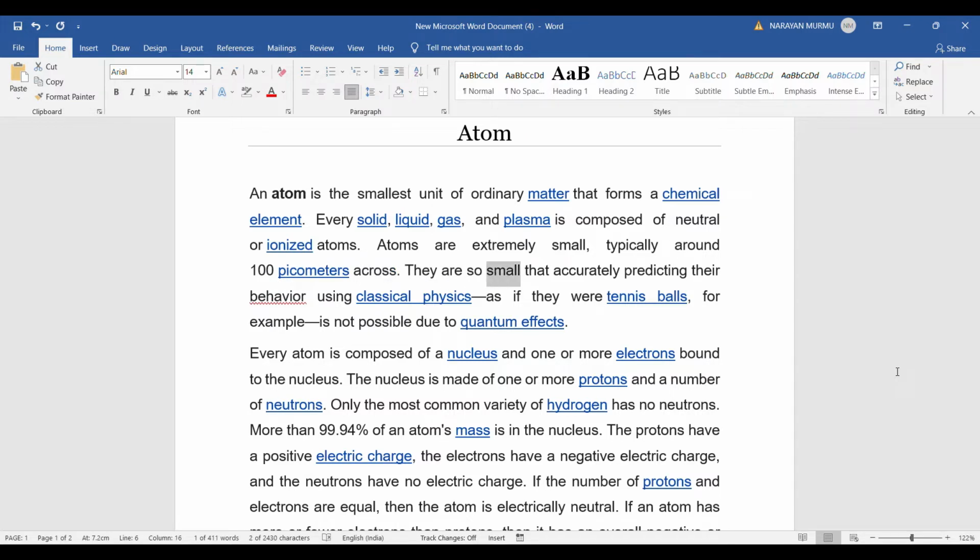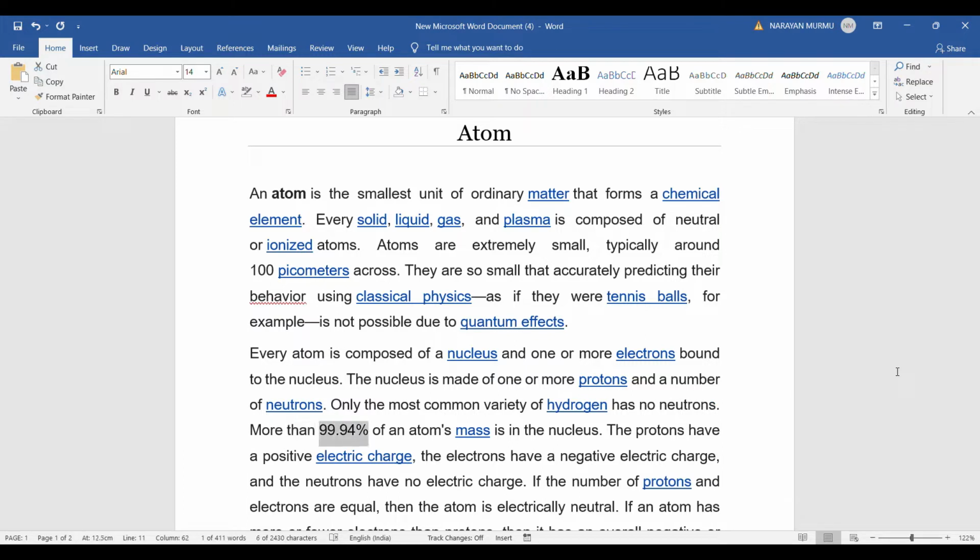They are so small that accurately predicting their behavior using classical physics, as if they were tennis balls, for example, is not possible due to quantum effects. Every atom is composed of a nucleus and one or more electrons bound to the nucleus. The nucleus is made of one or more protons and a number of neutrons. Only the most common variety of hydrogen has no neutrons.